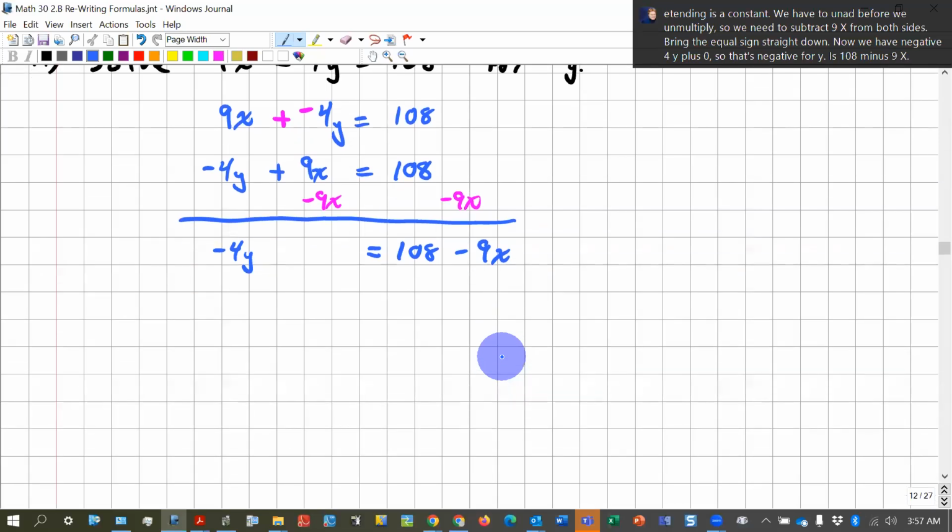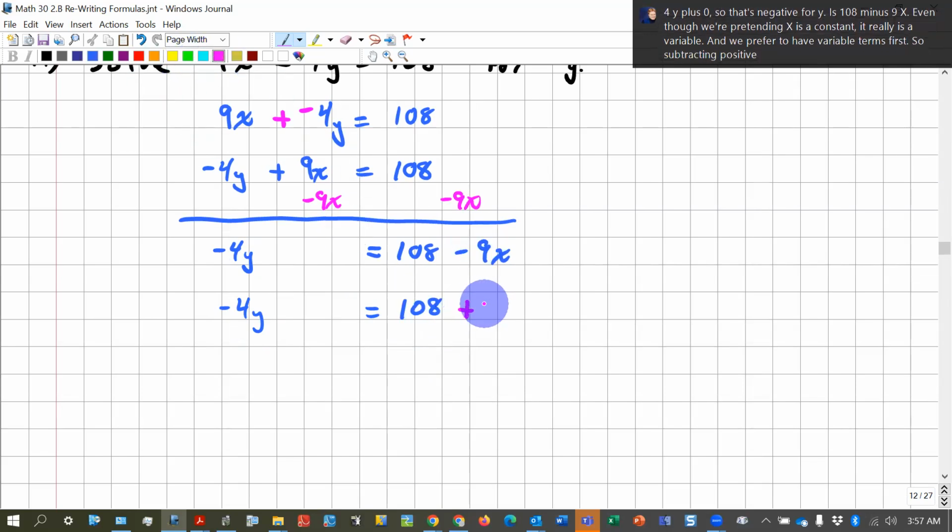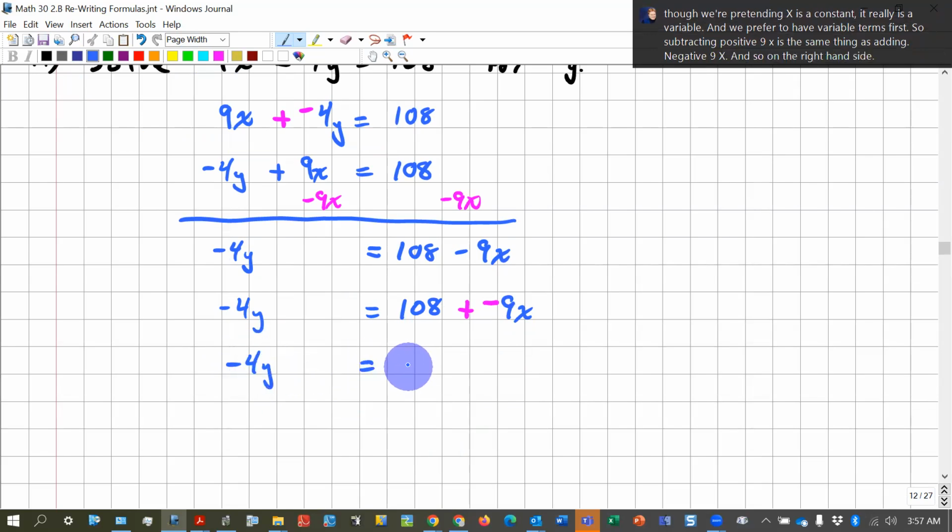Even though we're pretending x is a constant, it really is a variable. And we prefer to have variable terms first. So subtracting positive 9x is the same thing as adding negative 9x. And so on the right-hand side, I can rewrite that as negative 9x plus 108.